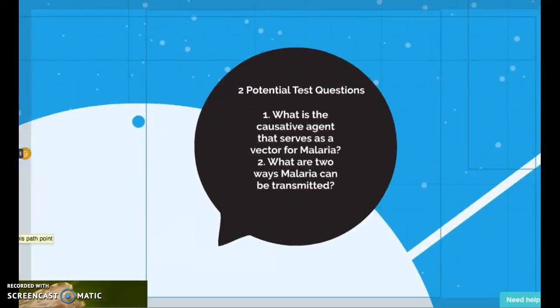So, 2 potential test questions. What is the causative agent that serves as a vector for malaria? And what are 2 ways malaria can be transmitted?